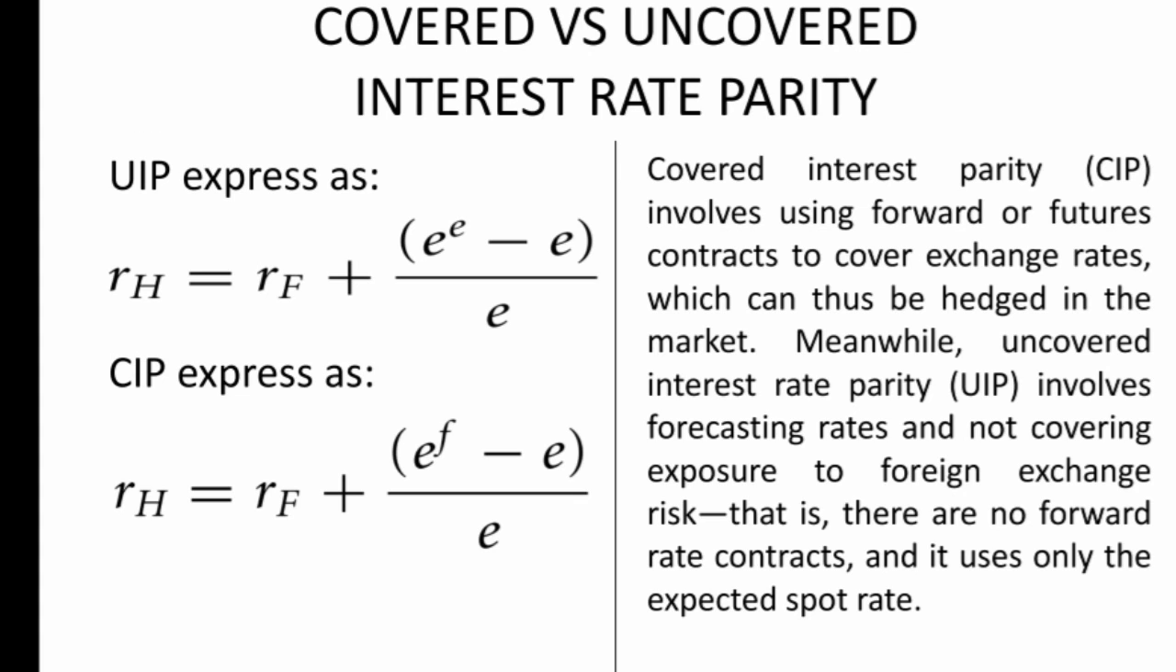And on the right hand side, there is a difference between covered and uncovered interest rate parity. Covered interest parity involves using forward or future contracts to cover exchange rates, which can thus be hedged in the market. Meanwhile, uncovered interest rate parity involves forecasting rates and not covering exposure to foreign exchange risk. That is, there are no forward rate contracts and it uses only the expected spot rate. And that is the difference between covered and uncovered interest rate parity.